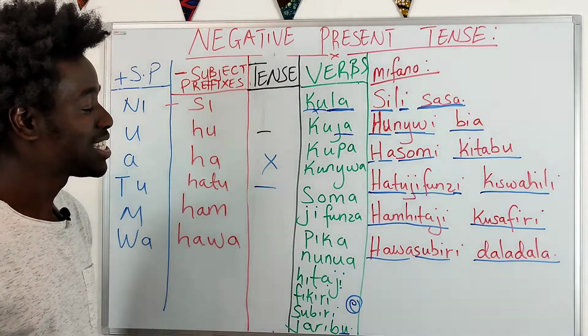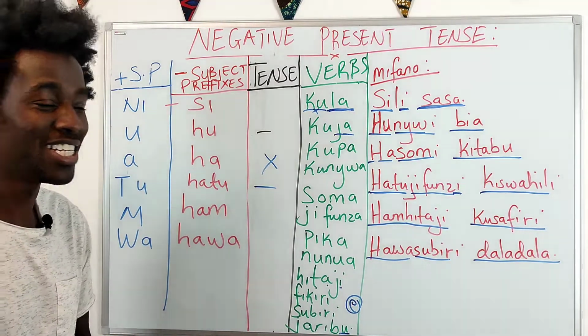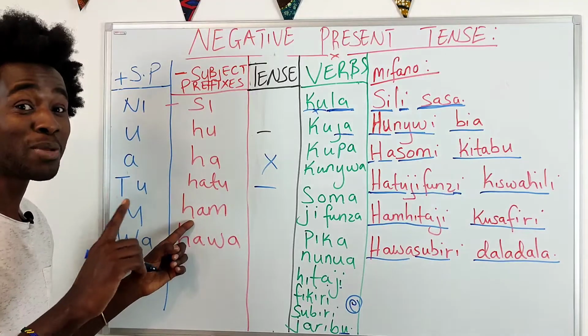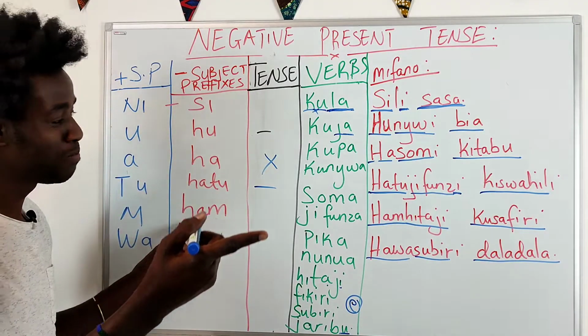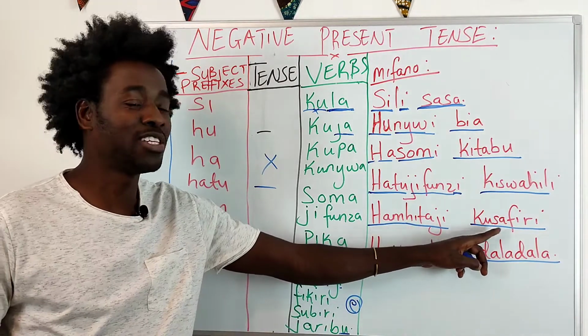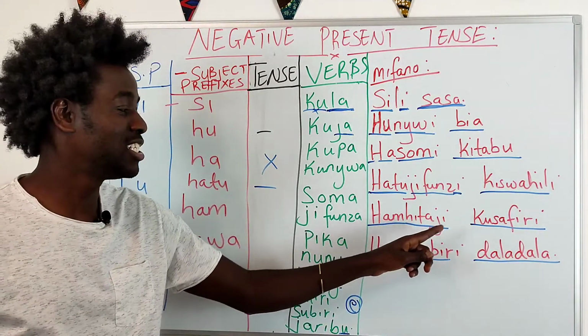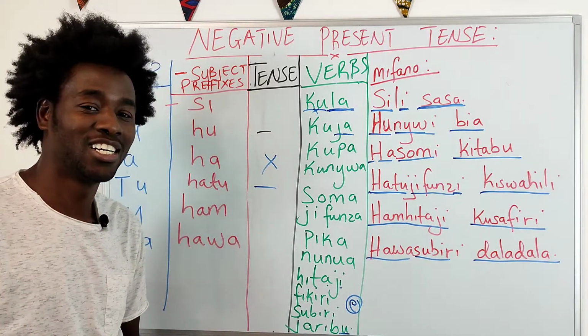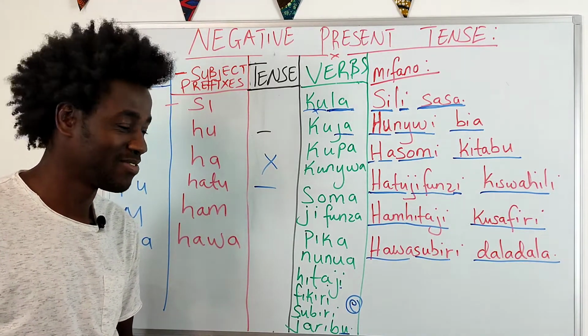Next example is hamhitaji kusafiri. So ham, negative subject prefix for you, but plural, so you all. And hitaji, this is need, and kusafiri, to travel. So hamhitaji kusafiri, this means you don't need to travel.